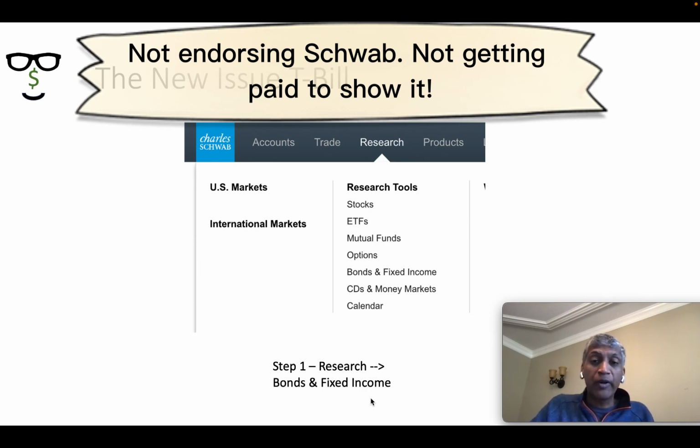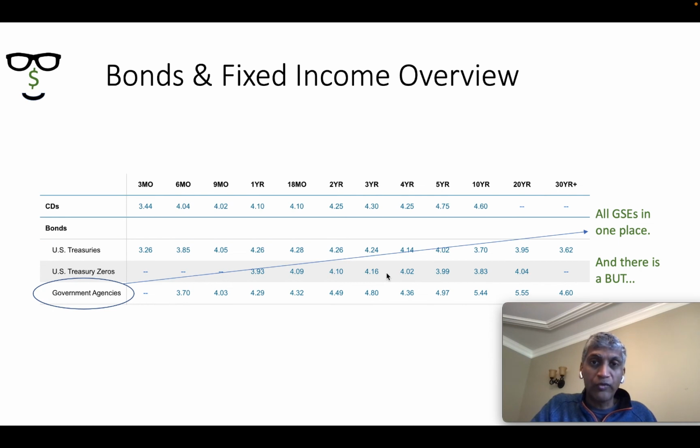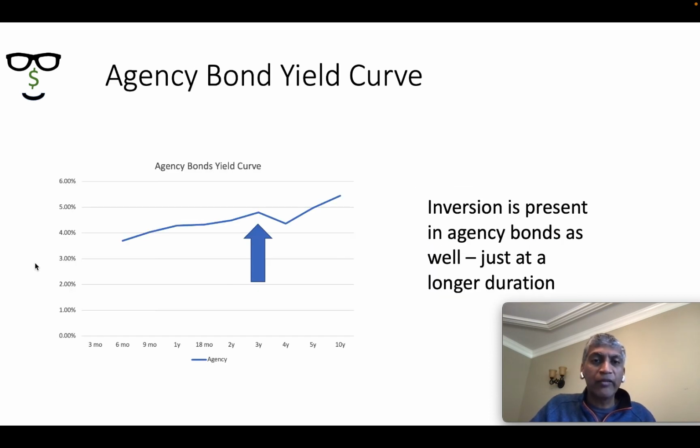You may remember from previous discussions that if you want to look at fixed income and the yield curve, you would go to research. Once you're in research, you would then go to bonds and fixed income, and you would get the overview screen. Agency bonds are listed directly below treasuries, and that is what we are going to look at. All GSEs, the Fannie, the Freddie, and FHLB, FFCB, all of those are in one place. And so we're going to dive deeper into how to understand this area.